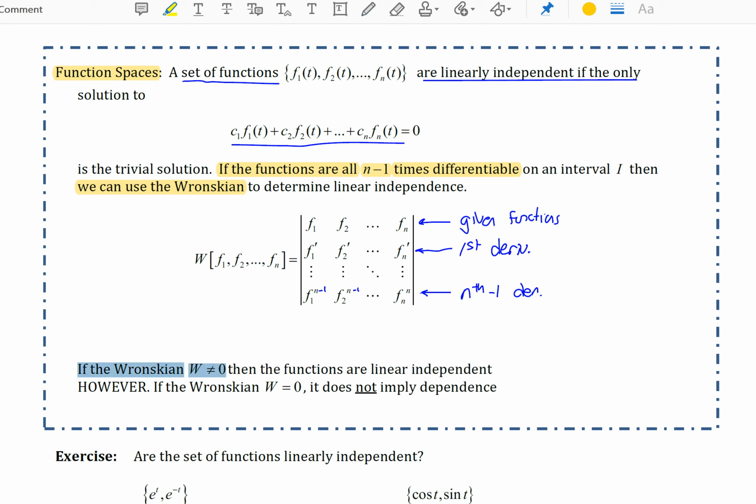If the Wronskian is not equal to 0, then the functions are going to be linearly independent. However, if the Wronskian is equal to 0, it does not imply dependence. If the Wronskian is ever equal to 0, in this scenario, we must actually use a different test. We will say the Wronskian is inconclusive. Must use another test.